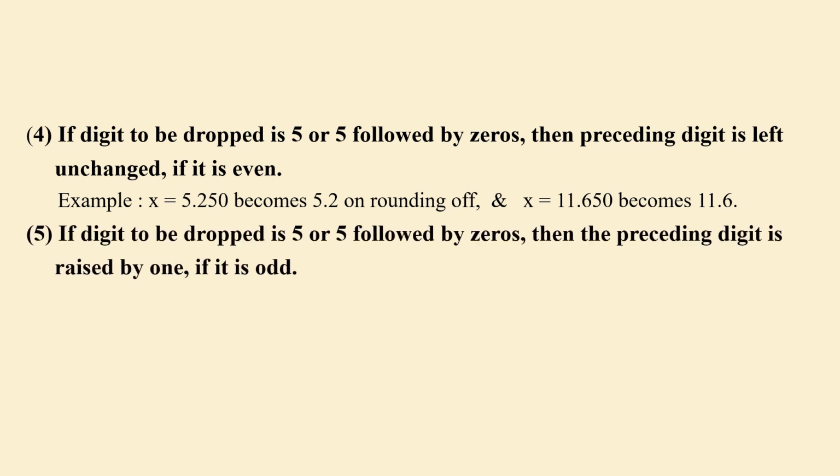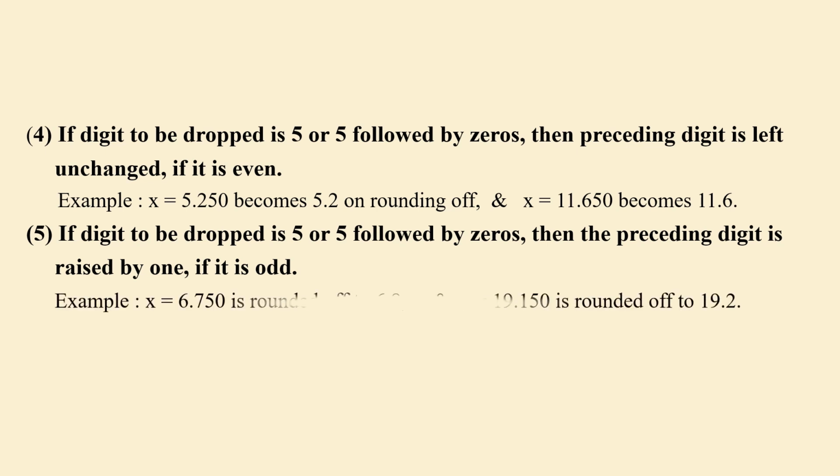5. If the digit to be dropped is 5 or 5 followed by zeros, then the preceding digit is raised by 1 if it is odd. Example, x = 6.750 is rounded off to 6.8, and x = 19.150 is rounded off to 19.2. Dimensions of physical quantities.